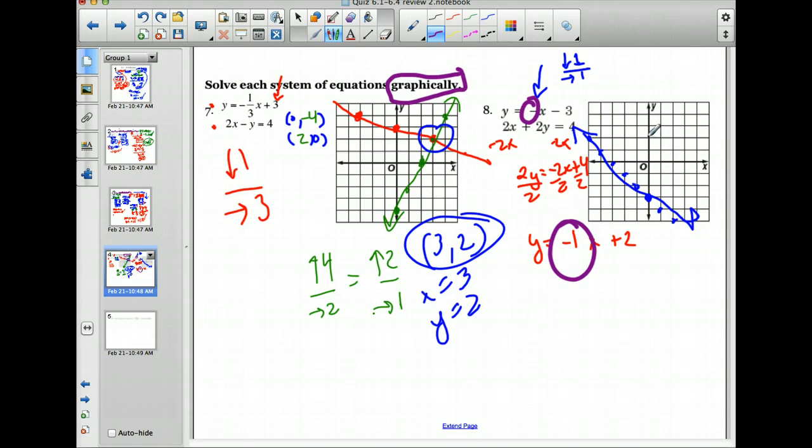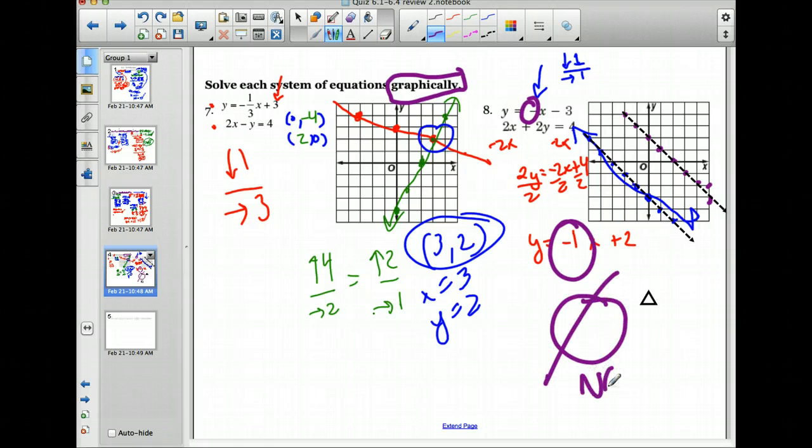So positive 2, down 1 over 1. Whoops, that's the one. If I was able to draw a straight line, you'd see that they are parallel and that they never meet. So this one is like this, and this one's like this. There we go. So parallel, never meet, so that is no solution. Alright, good luck on the quiz.